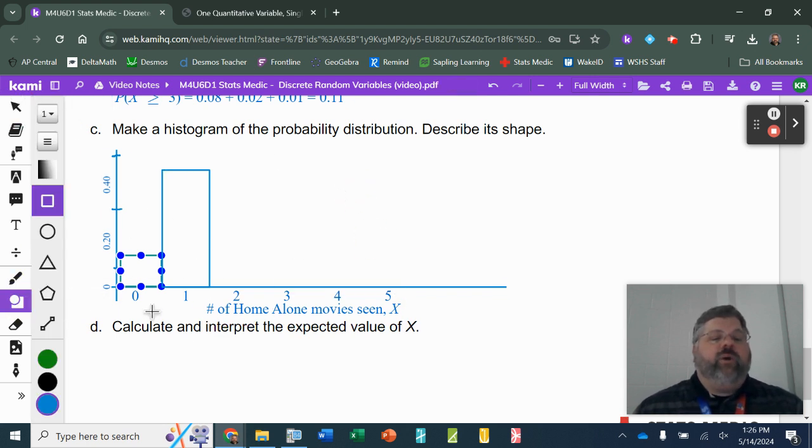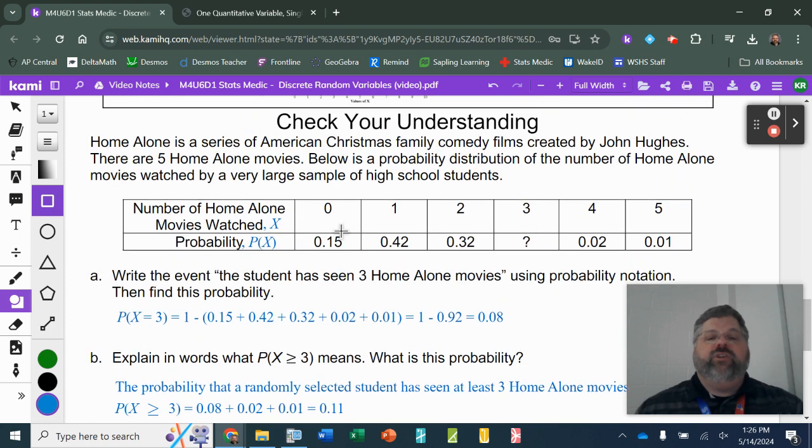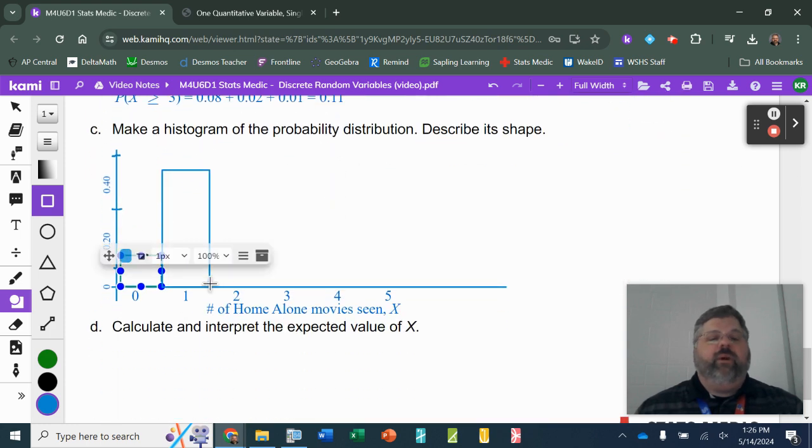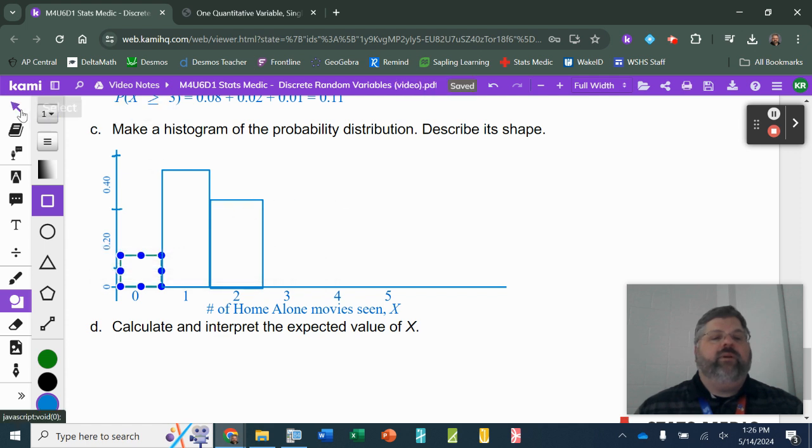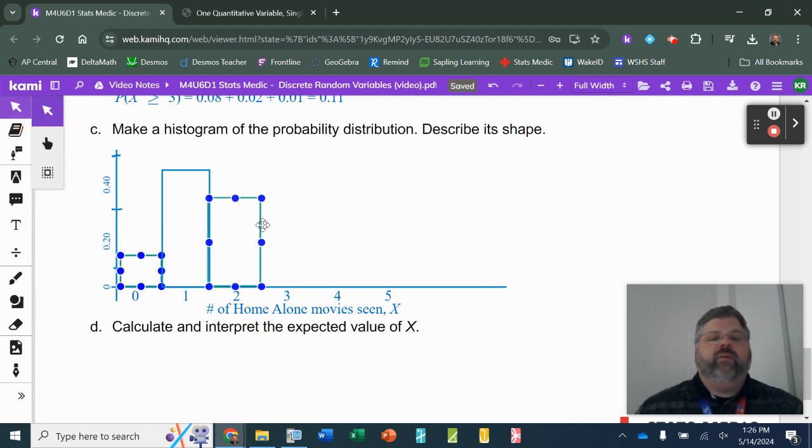So we're going to go back to our rectangle tool now. And for 2, we have a probability of 0.32. So again, we're going to come back down here and start at about the same place. 0.3 is right there at that line. So we'll say that that's going to be 0.32 for us. I'll just bump it up a bit and over. There we go. So we've got that rectangle there.